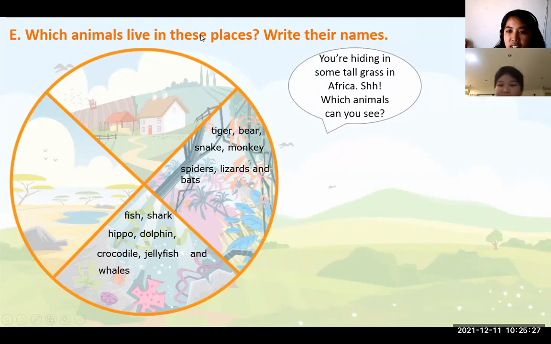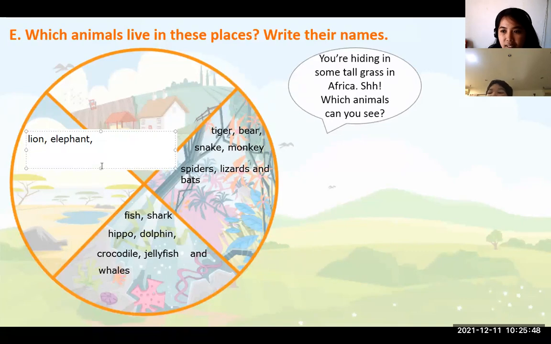So which animals can you see in the tall grass in Africa? A lion? A lion, okay. What else? Very good. Africa, elephant? Elephant, okay. Very good, Zen. What else? An Africa elephant because there are two kinds of elephants. So what are the two kinds of elephants? One kind in Africa, one kind in Asia. Asia elephant and Africa elephant. Oh, okay. So what else then?